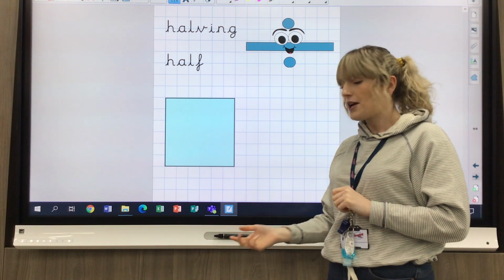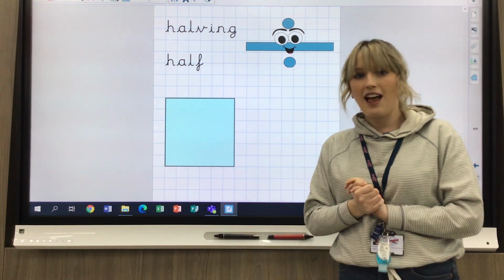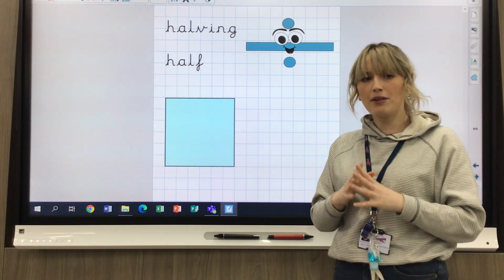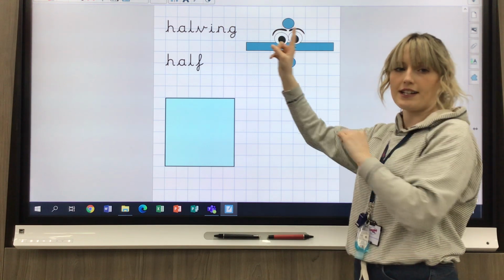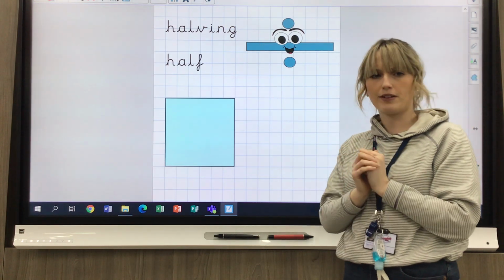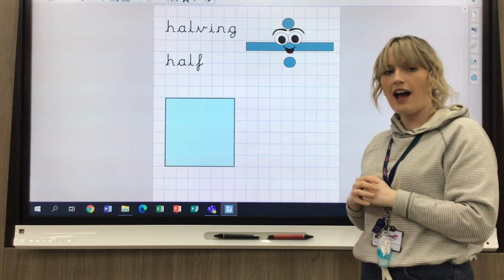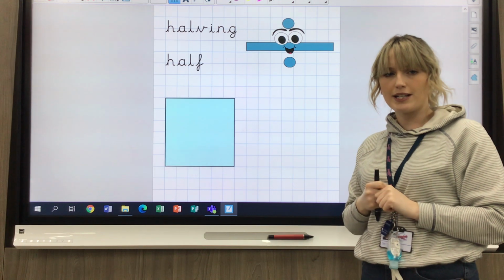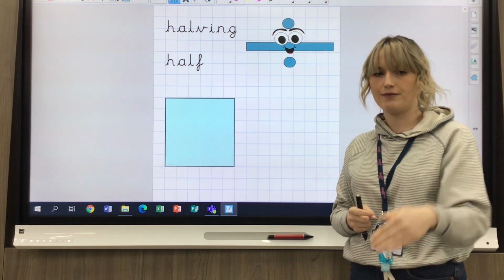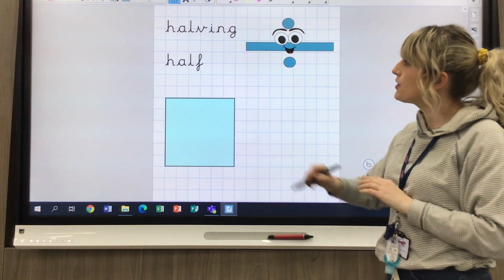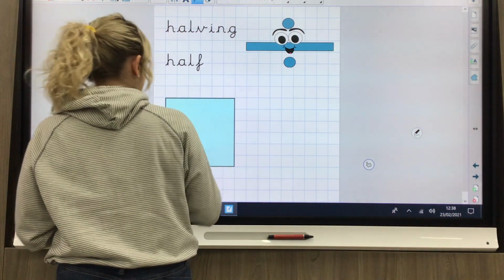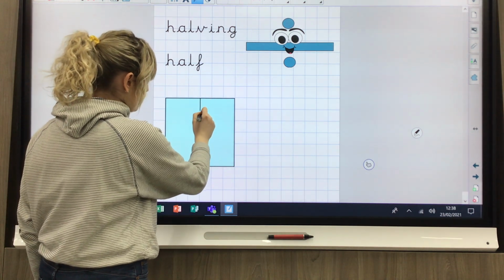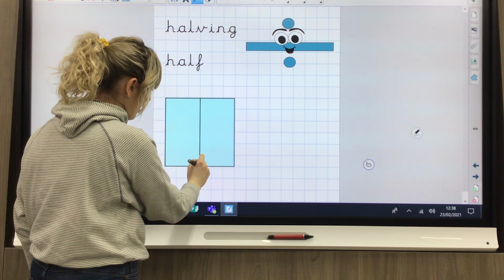Okay then, so today we've done lots of dividing, and today I thought we'll start off with dividing and refresh our memories, and then we'll think about how dividing links to halving or half. Okay, so here I've got a picture of a square. I'm going to split it in half. So I'm going to get my ruler and go straight down the middle in half.